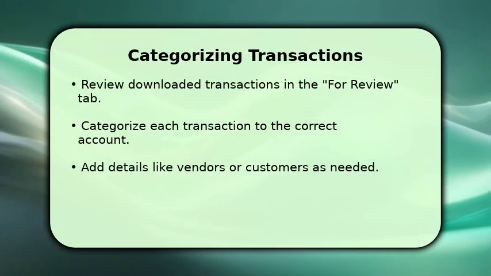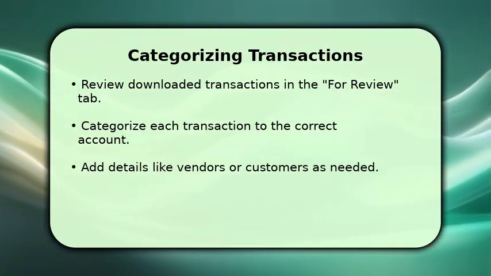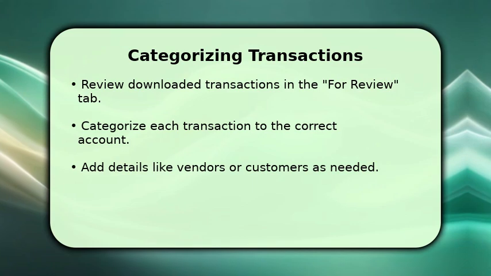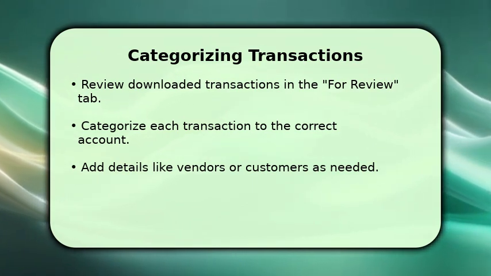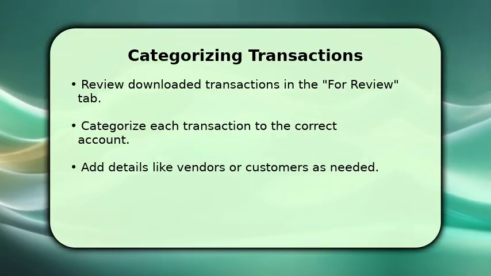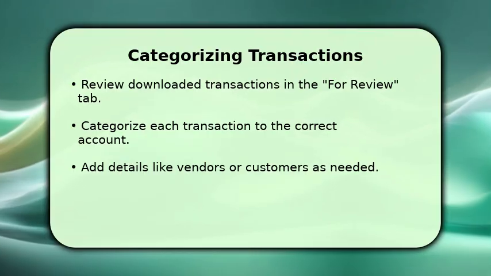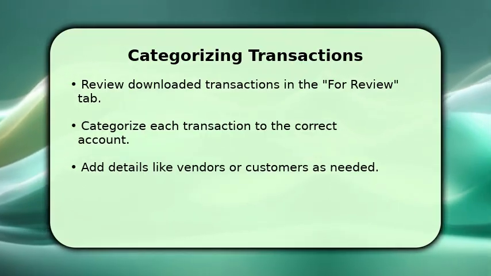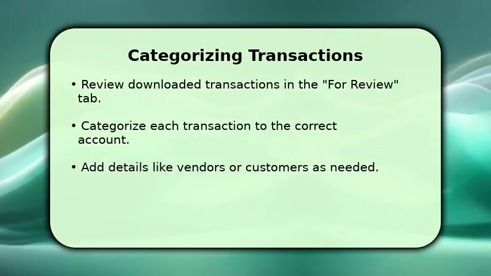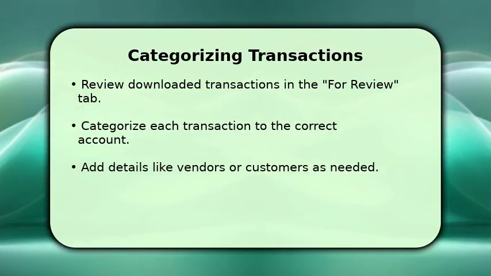Once connected, navigate to the For Review tab in your banking section. Here, you will see all your downloaded transactions awaiting categorization. For each transaction, you will assign it to the appropriate income or expense account. QuickBooks often suggests categories based on past entries, which can save you time. You can also add important details like the vendor or customer, ensuring accurate financial records.